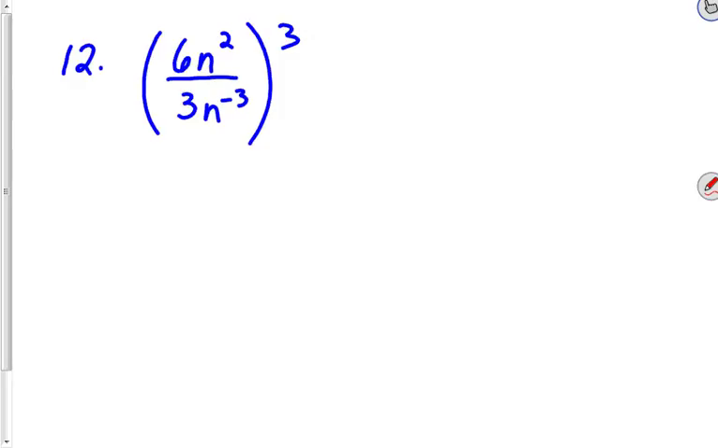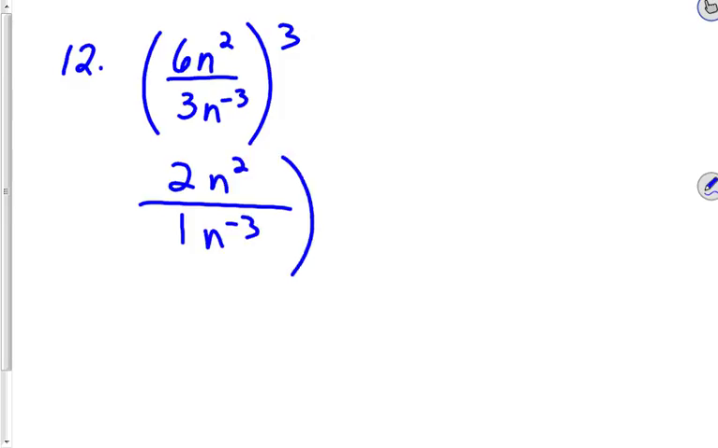Now the 6 over 3, those both have positive 1 exponents. And I can do 6 divided by 3 and get 2. So I'm going to start out with 2 over 1. I'm just going to rewrite these for now so that we're sort of showing a step-by-step approach.